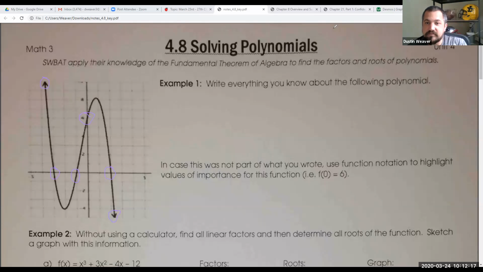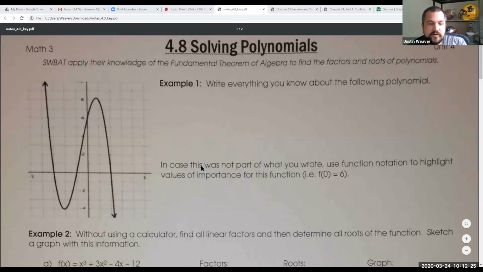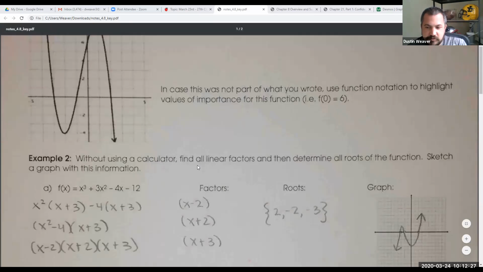And then we're going to move down. Okay, I'm going to erase all this. All right, so moving down to example number 2.